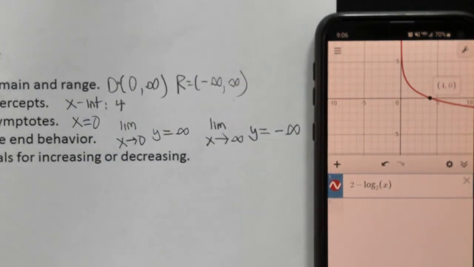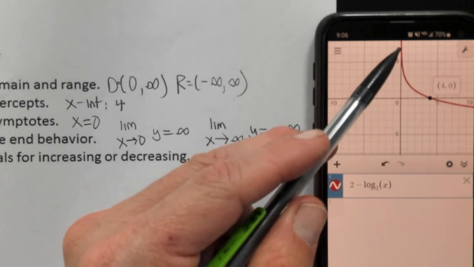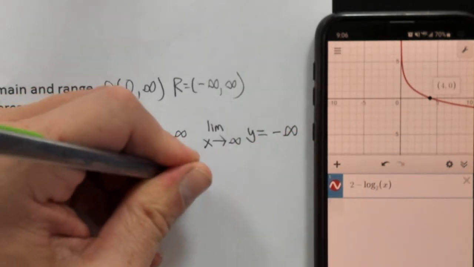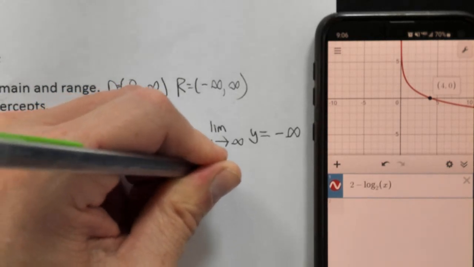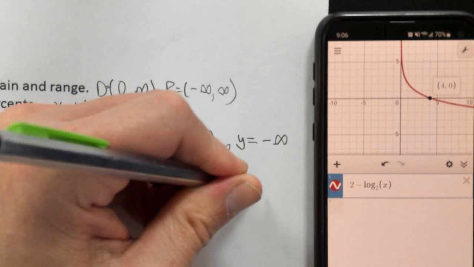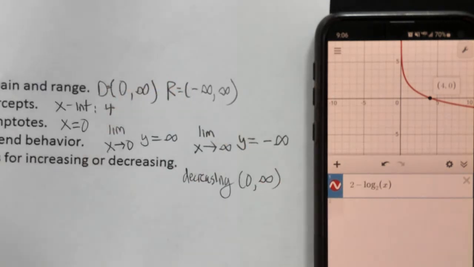What about the intervals for increasing or decreasing? This particular function is decreasing over the entire domain. Okay, decreasing, and that's going to be from 0 to infinity. All right?